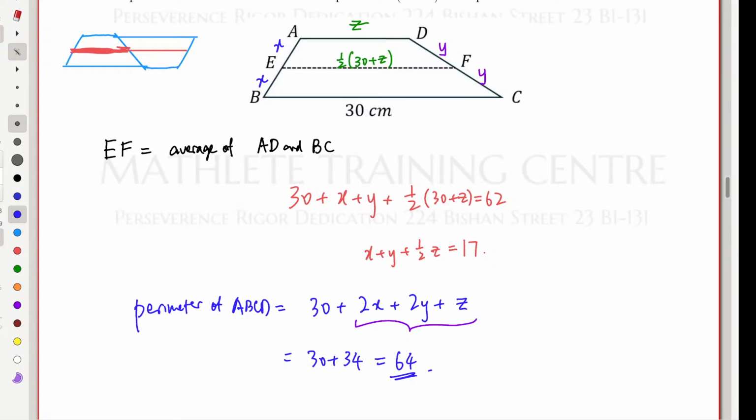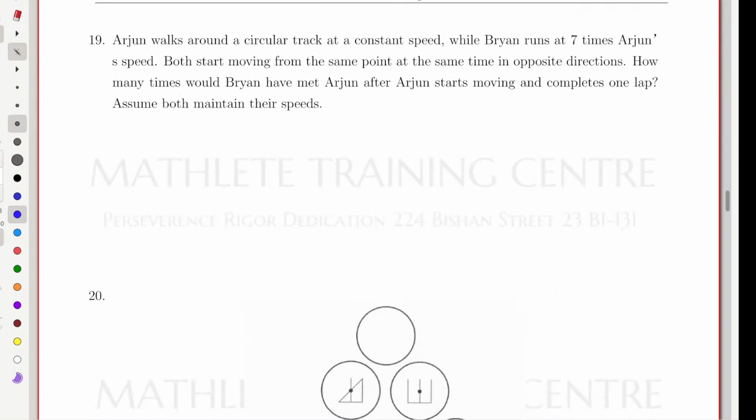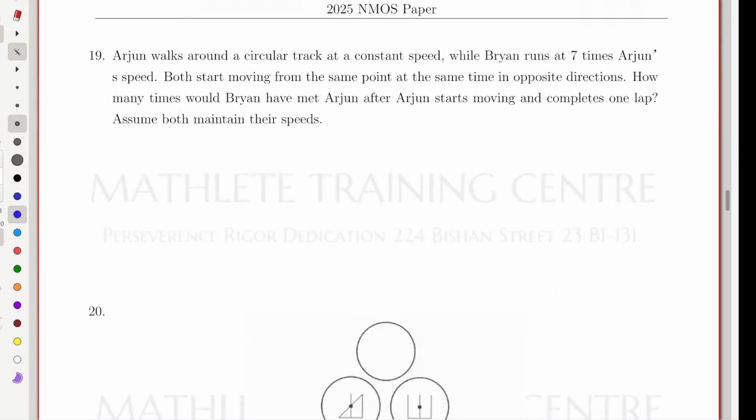Okay, let's move on to the next question. Question number 19. Arjun walks around a circular track at constant speed while Brian runs at 7 times Arjun's speed. Both start moving from the same point at the same time in opposite directions. How many times will Brian have met Arjun after Arjun starts moving and completes one lap? Assume that both of them will maintain the speeds.